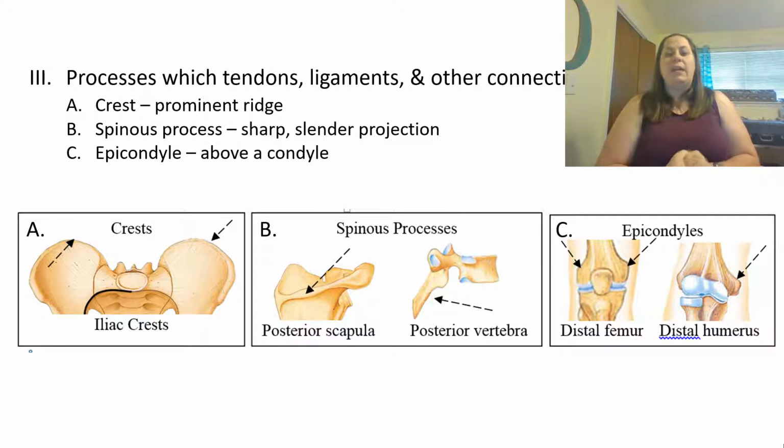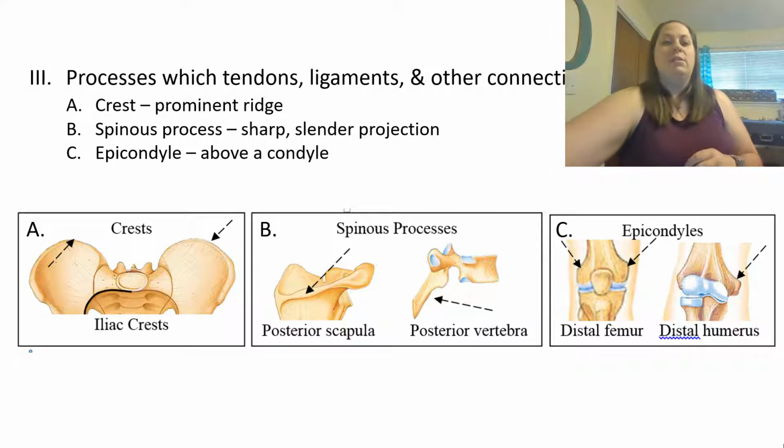The next thing we want to look at are processes which tendons, ligaments, or other connective tissue are going to connect to. All right, so it's going to be a place of attachment. And so an example of this would be a crest. You have a crest on your hip bones. So this is one of the hips. Okay, so this right here would be considered a crest, a large area for attachment, a prominent ridge.